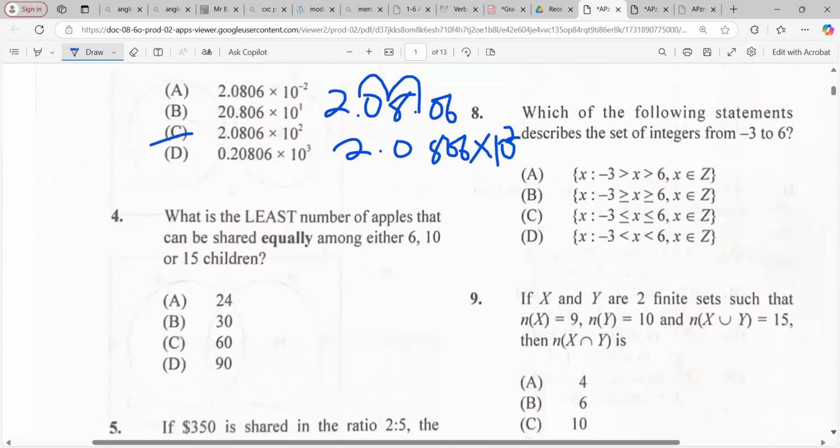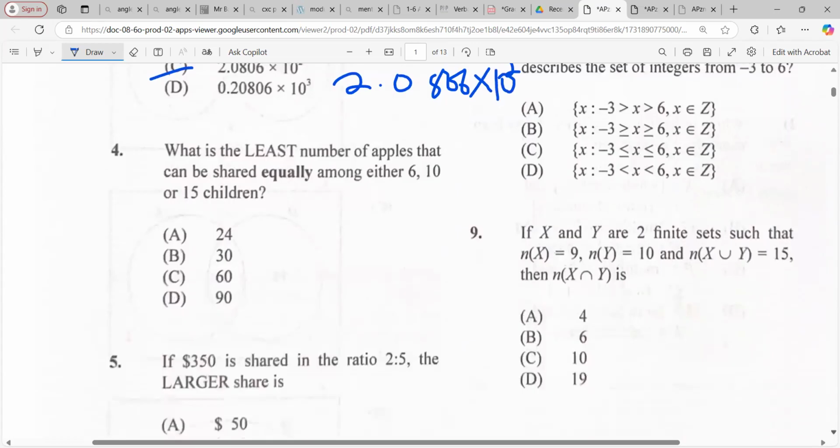Number 4 says, what is the least number of apples that can be shared equally among either 6, 10, or 15 children? So what they want is the least common multiple of these. And of course, that would have been 30, right? So it's 30. We don't need to go further.